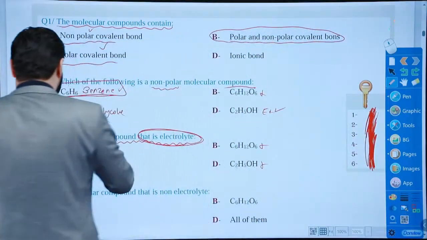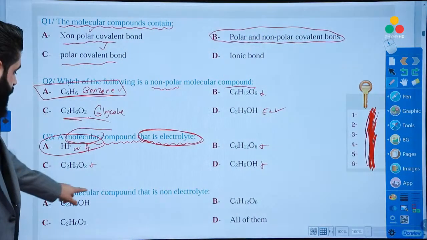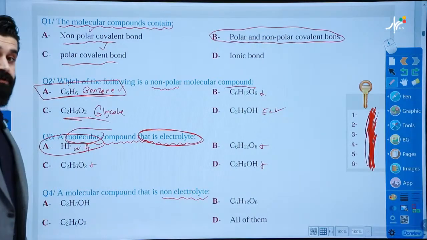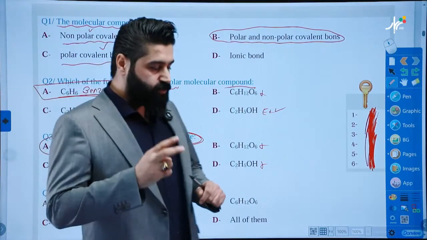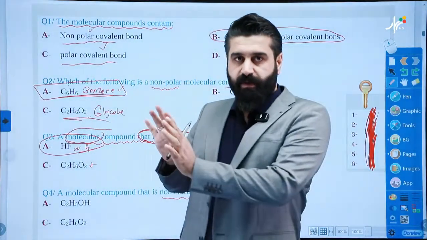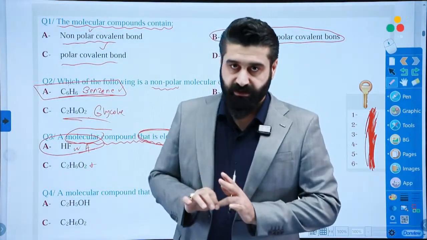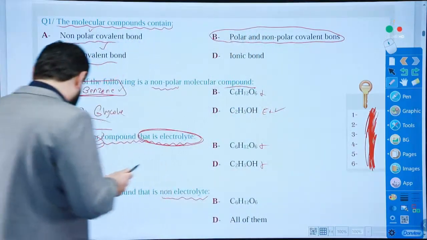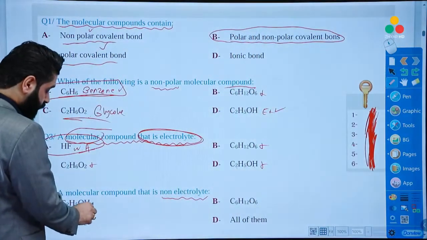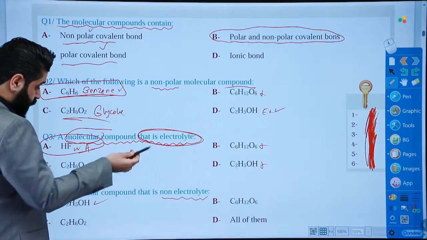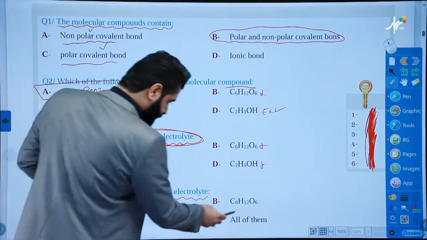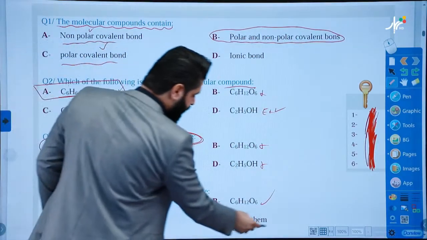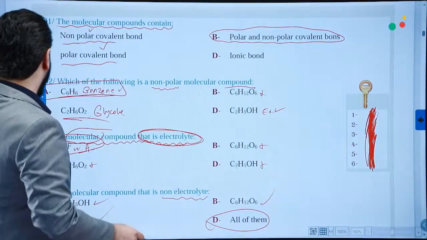The correct answer is A. This one, a molecular compound that is a non-electrolyte. We have two kinds of non-electrolytes. Some of them are polar, like alcohols and sugars. Some of them are non-polar, like benzene, kerosene, and so on. Alcohol is a non-electrolyte, but it's polar. No problem, it's a non-electrolyte. Glucose, non-electrolyte. Glycol, non-electrolyte. All are correct. Very good.